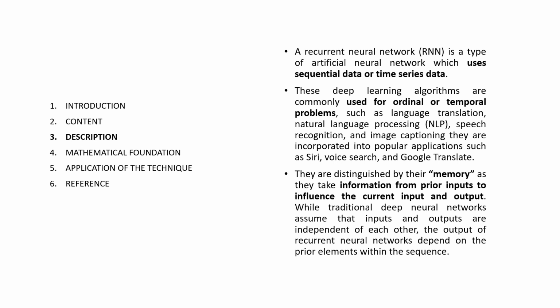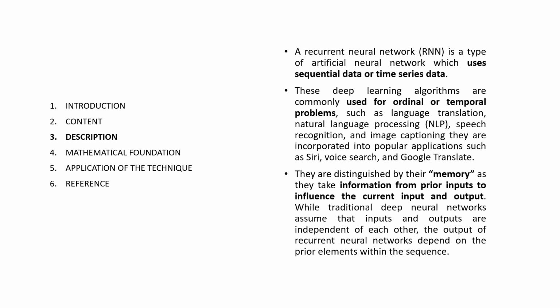So an RNN is a type of artificial neural network which uses sequential data or time series data. These deep learning algorithms are commonly used for ordinal or temporal problems such as language translation, natural language processing, speech recognition, and image captioning. They are incorporated into popular applications such as Siri, voice search, and Google Translate. They are distinguished by their memory, as they take information from prior inputs to influence the current input and output.